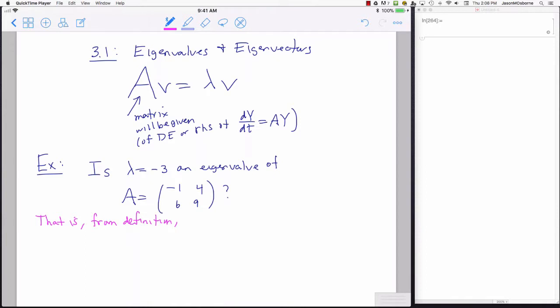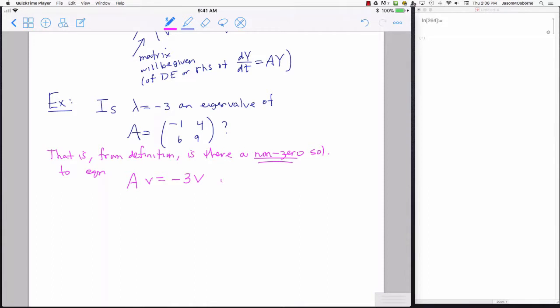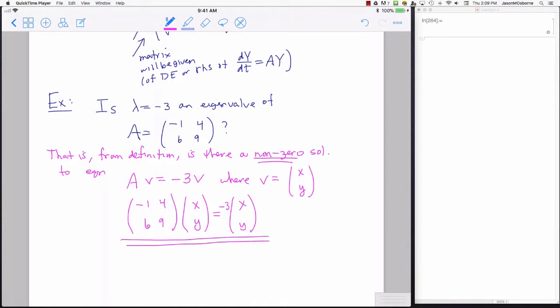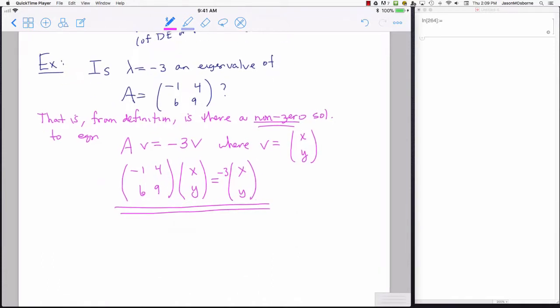From the definition, we're essentially saying, is there a non-zero solution to the equation Av = -3v? A non-zero solution for v, where v is a vector. We'll say it's a two-dimensional vector of the appropriate size, and we'll call it x and y. So A here is [-1, 4; 6, 9], and v is (x, y). We're hoping to find this equal to -3 times (x, y). If there's a non-zero solution to this equation, then -3 is an eigenvalue of the matrix.